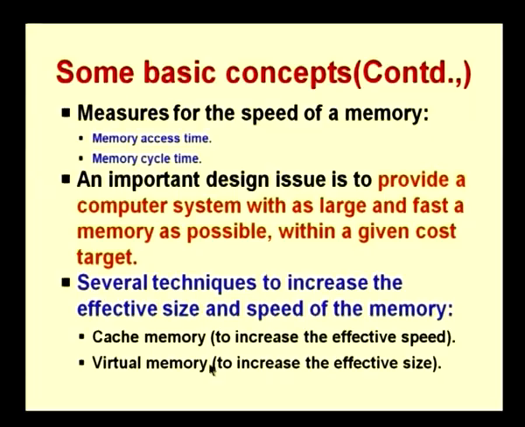Some of these terms we will look at later, but just to mark them in your memory, there are several techniques that we use to increase the effective size and speed of the memory. One is called cache memory, which you must have heard of. This is used to increase the effective speed of the memory. Similarly, we use another concept called virtual memory, which is to increase the effective size of the memory. So, there are three factors that we need to look at: speed, size and cost, and there are various techniques that we use for this.